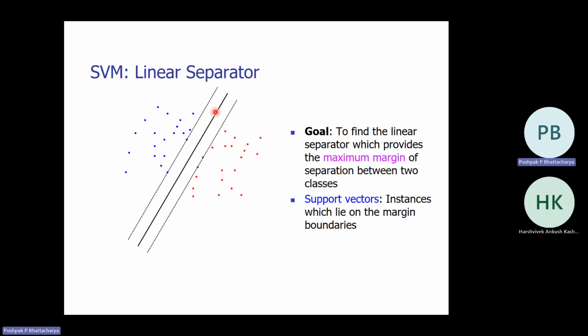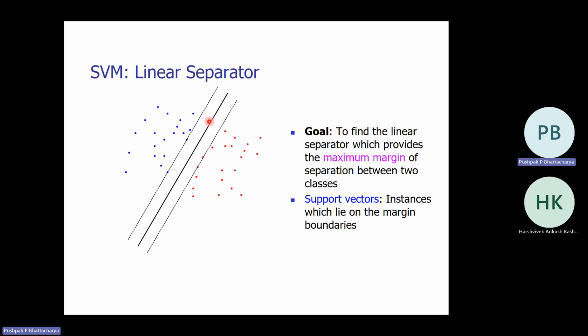Suppose my separator was this. If my separator was this, in future, if a point comes here, it will be correctly classified. If a point comes here, it will also be correctly classified. So when you see unseen points, this maximum margin classifier has the highest probability of best generalization. This can be proved theoretically. The maximum margin classifier has the best generalization performance.